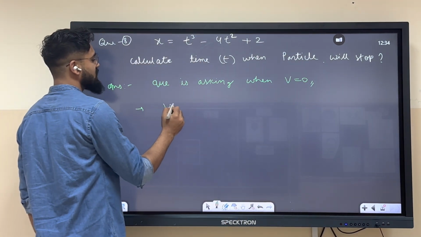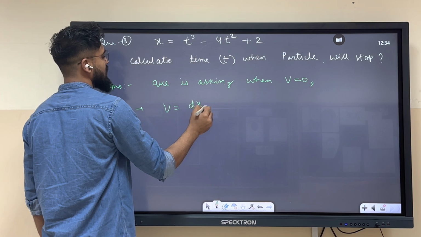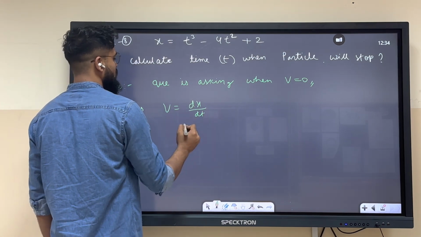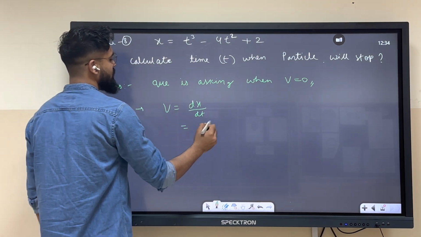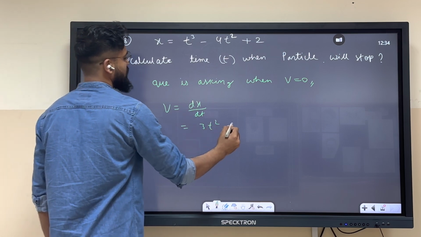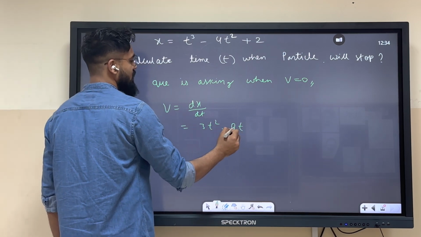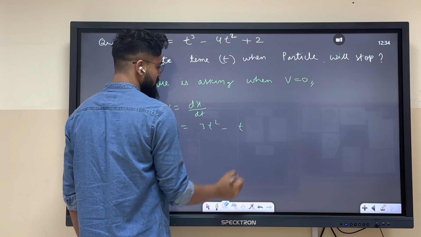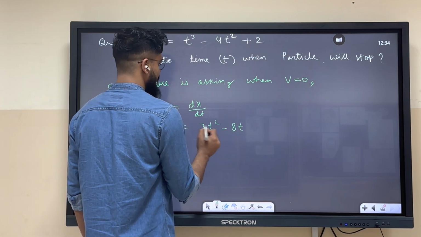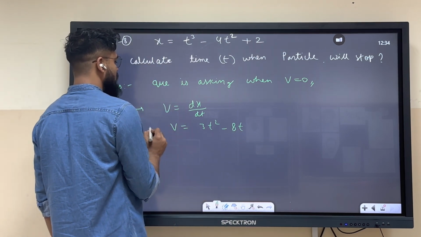चलो, for that first we should calculate the velocity. It is nothing but dx by dt. Okay, so if we are doing it, it will be nothing but 3t square minus 8t. Correct? खत्म. 3t square minus 8t is equal to velocity.